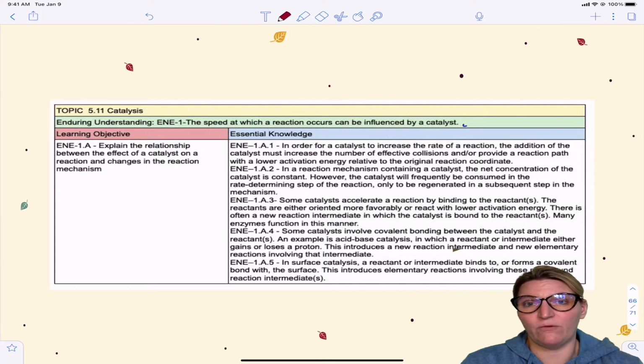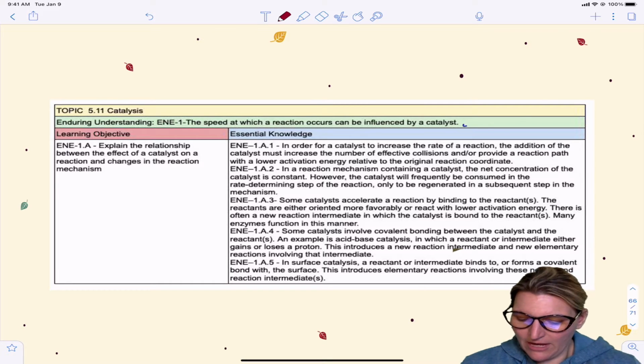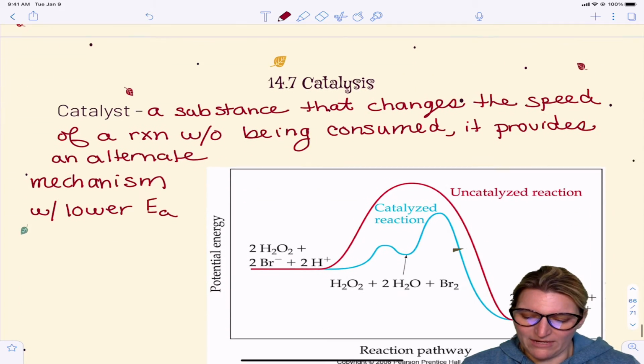The last video in Unit 5 or Chapter 14 is on catalysis, or the process of a catalyst working. There's lots of essential knowledge that you can read through here. We'll go through all of it in the notes. So first of all, what is a catalyst?